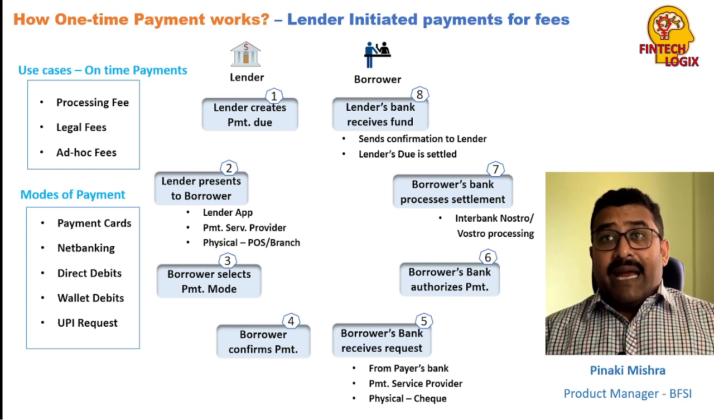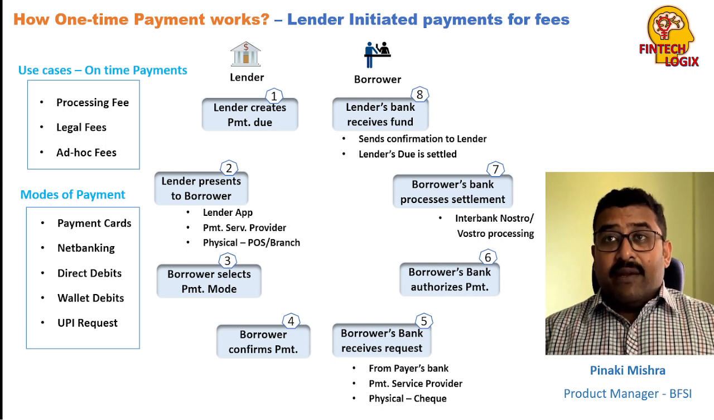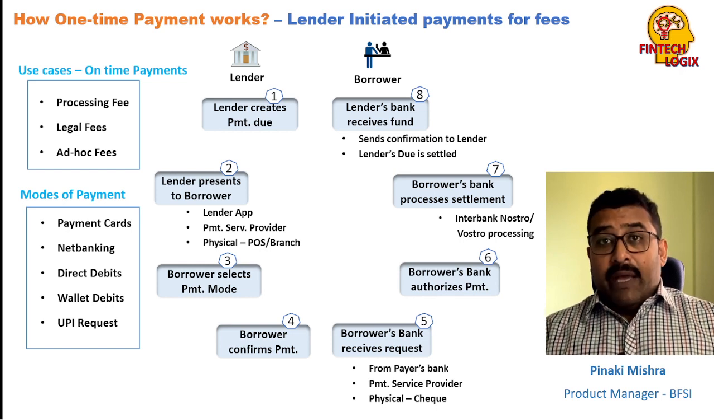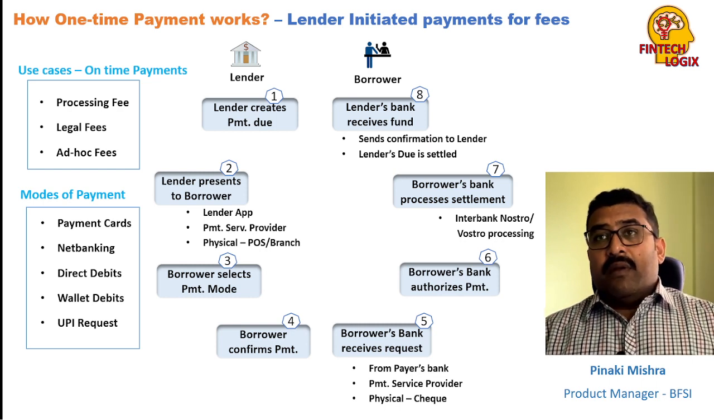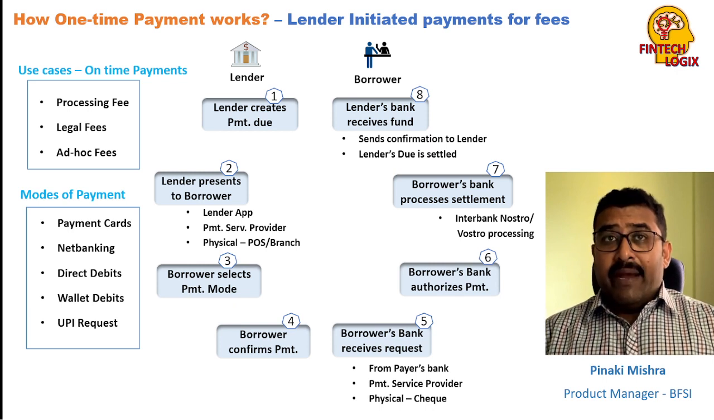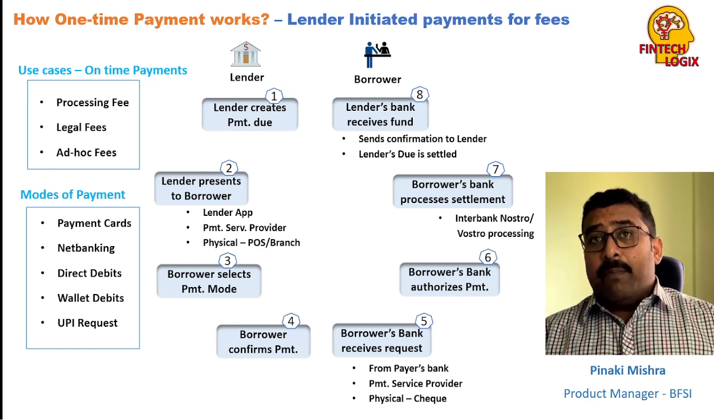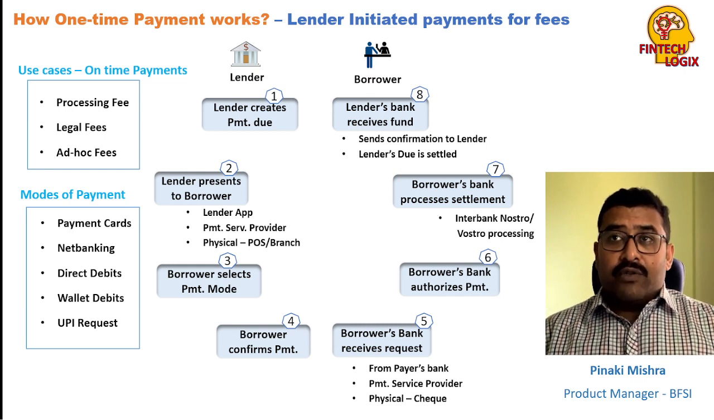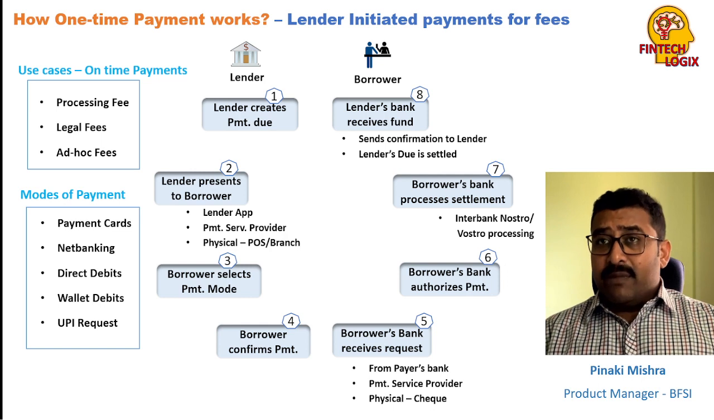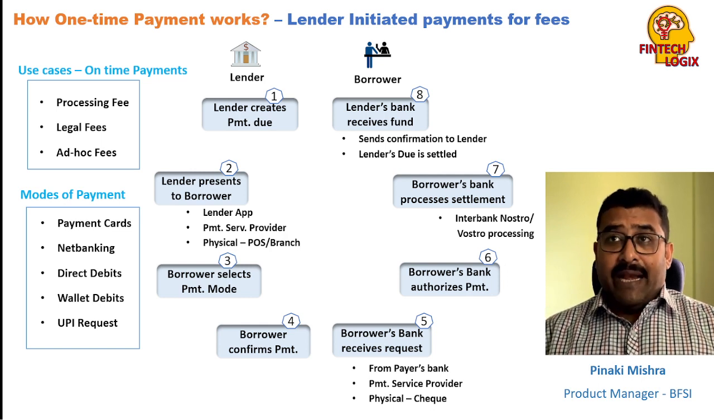Borrower's bank in that case would receive the request from your payer's bank through any payment service provider or through physical check. Now, borrower's bank will authorize the payment that has to be made to lender's bank, and then borrower's bank will process the settlement. So here your interbank, Nostro and Vostro processing comes into the picture. That is probably a topic of discussion for another video. I'll cover that subsequently in detail.